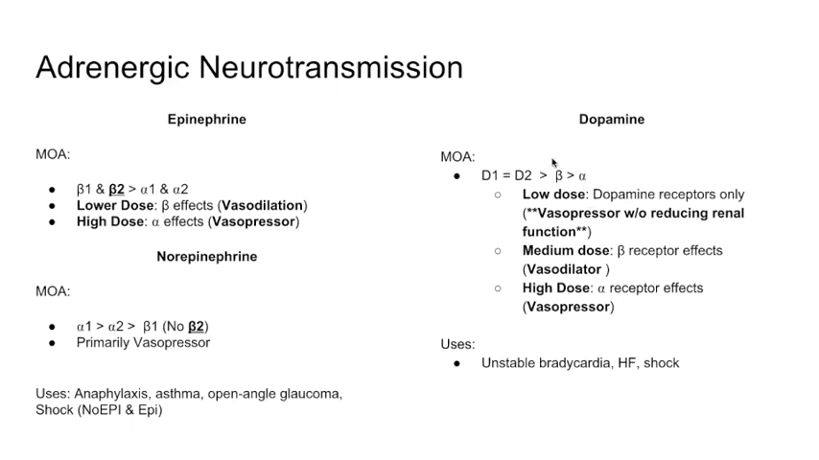It's very important that you remember it's dopamine receptors at low dose. Medium dose, it's beta receptors, and at high dose it's alpha receptors. And it's extremely important to remember. There were test questions on UWorld. This is something that they like to test. So the big thing about dopamine is at low dose you're only activating dopamine receptors.